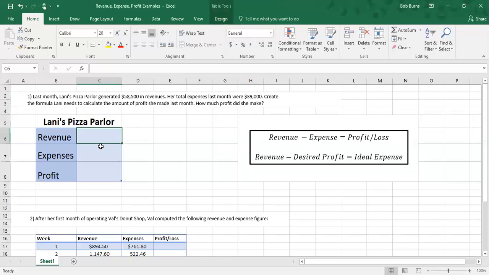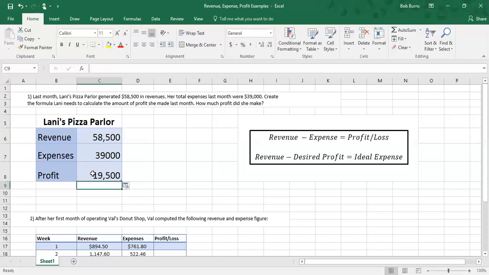So first thing is revenue. Revenue was $58,500. Just type that in. Expenses was $39,000. Type that in. And we're just going to tell Excel to subtract these. So it's going to be $58,500 minus our expenses, revenue minus expenses, and then hit enter. And so we had a profit of $19,500.